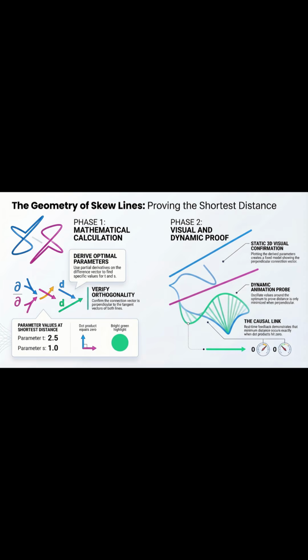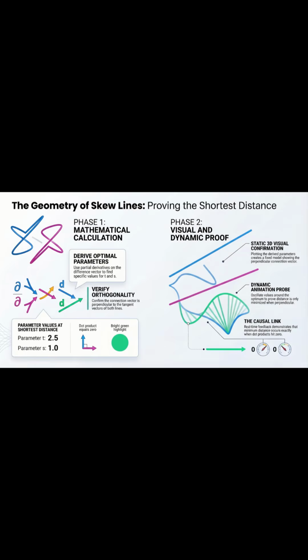A synchronized probe is initiated, causing the points to slide back and forth along their respective lines in a balanced, rhythmic cycle. During most of this movement, the points are not at their closest possible proximity. Consequently, the bridge between them is not perpendicular to the lines, and the system displays it in a neutral gray.